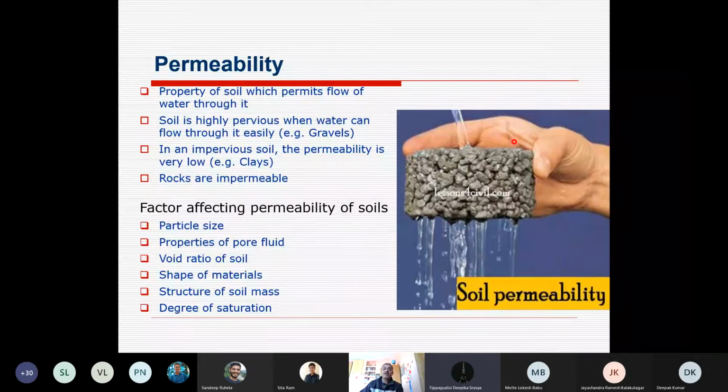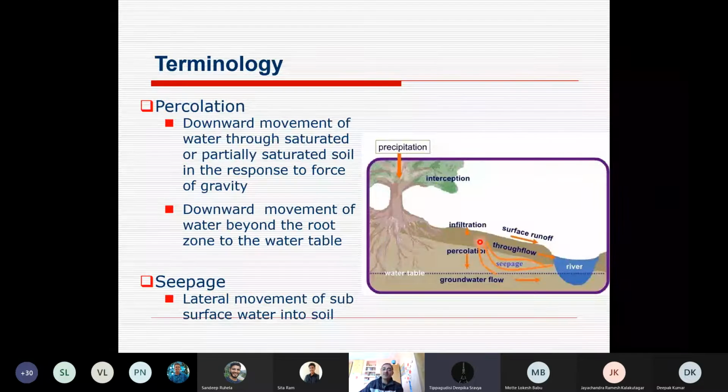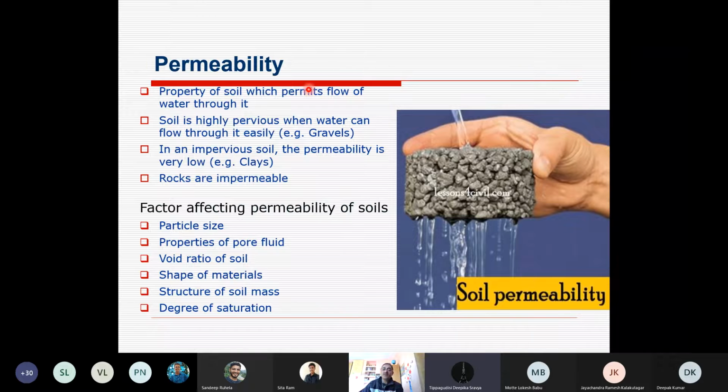There are a few more terms. It's basically the soil characteristics. We are interested in the soil characteristics behind all these movements. What is that? It's basically the permeability. What is permeability? You can understand this term very easily. It's allowing something to pass through. So the property of soil which permits flow of water through it is basically called permeability.